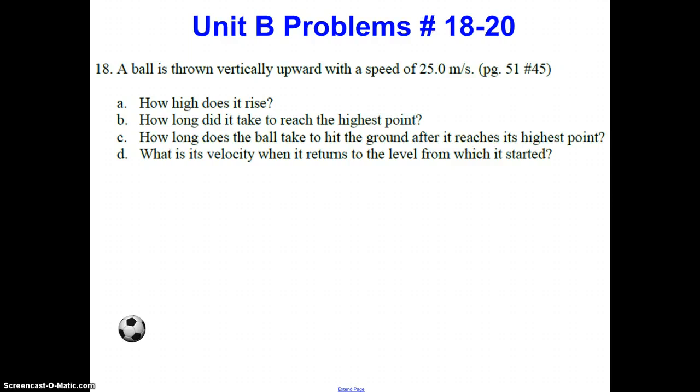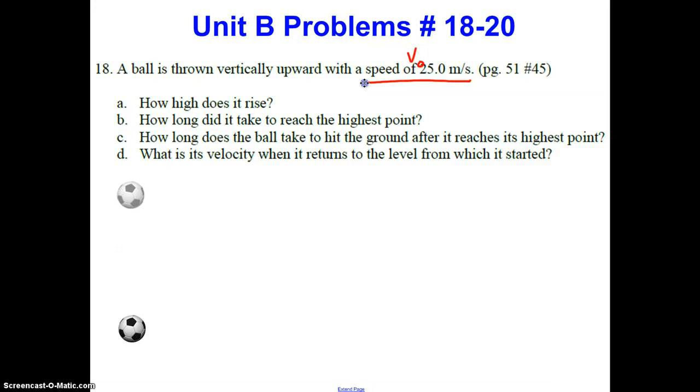A ball is thrown vertically upward with a speed of 25 meters per second. This would be its initial velocity directed up. We're going to come over here and draw a quick little diagram and label some other information.